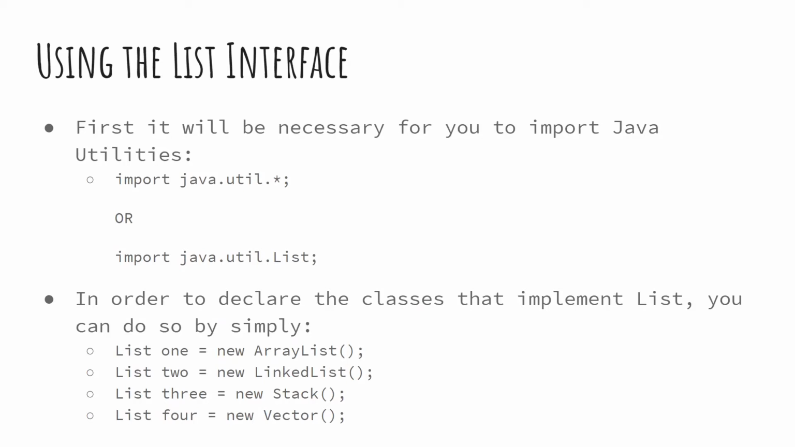So to use the list interface, you'll need to import Java utilities. You can do import java.util.* or import java.util.List, and then you can declare the different classes such as list1 = new ArrayList, list2 = new LinkedList, etc. One thing you'll want to note is if you decide to import java.util.List, you'll also need to import the class that you use. So let's say I use a Stack, then I'll have to import java.util.Stack. However, if you do it the first way, then you don't have to worry about that because by doing the asterisk, you have imported all of Java utilities.